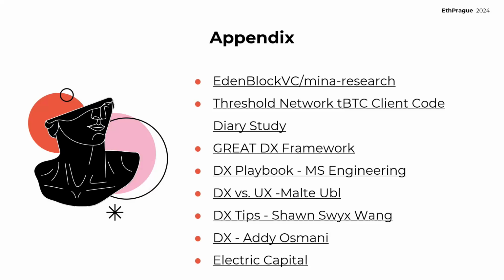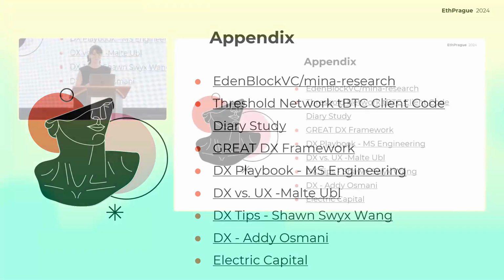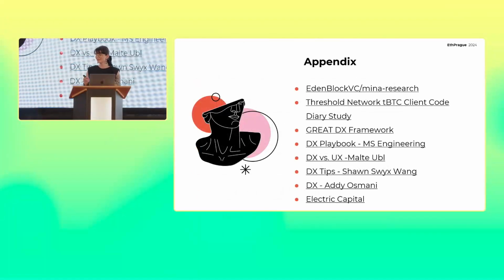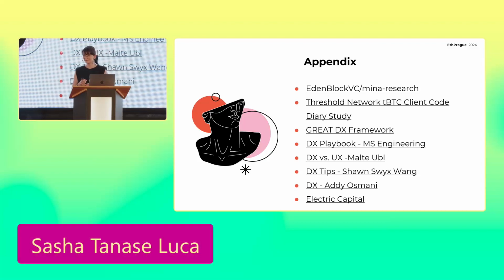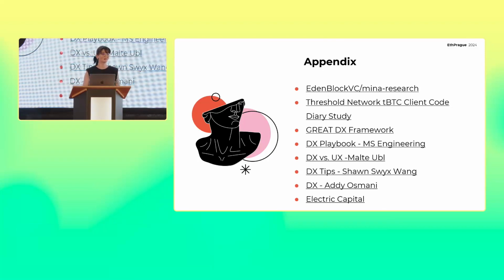The first two are the two amazing applied DX research pieces. So you have the Eden Block Mina Research Diary Study, and then you also have the Threshold Network TBTC Client Code Diary Study, and you have there the methodology and the report, so you can use it and apply it in your developer homes as well.